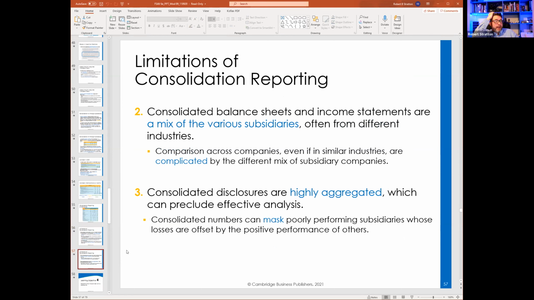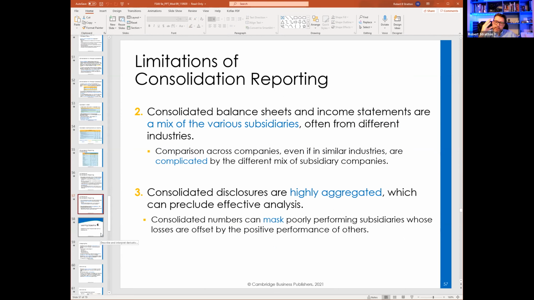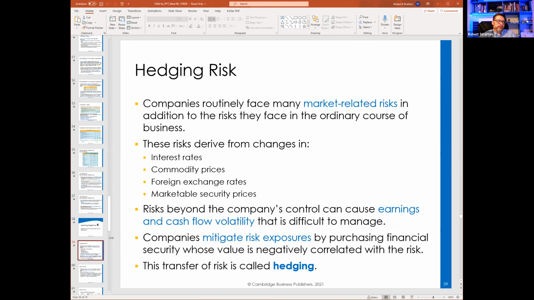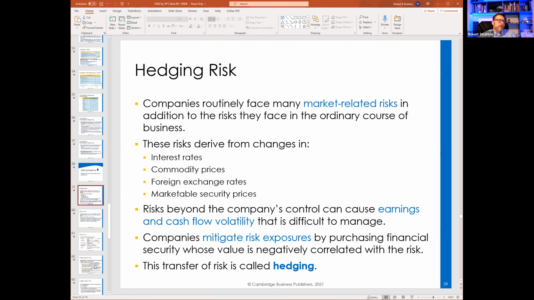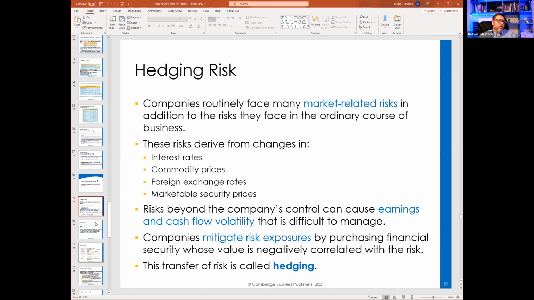Okay, and a big company like Google, the consolidated financial statements involve a lot of consolidation because they have a lot of entities. So it can be very complex how it's consolidated. You need to pore through that if you're looking at a company like Google. I don't know how much we need to get into this. Let's just quickly go over the hedging risk.